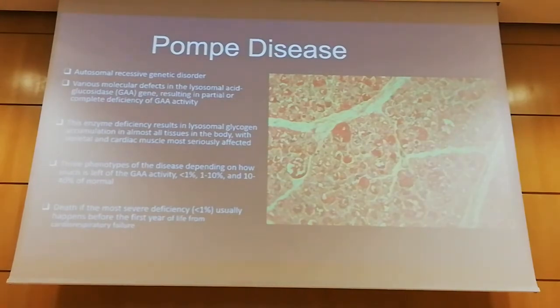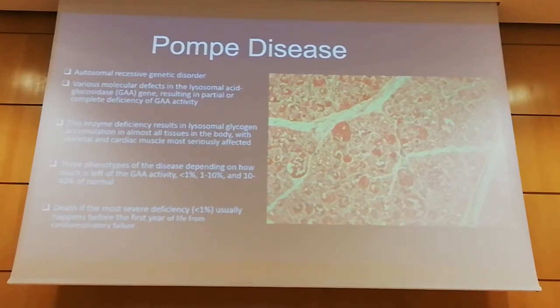So, for example, with Pompe disease, autosomal recessive, the enzyme that is entrusted with breaking down glycogen is deficient. The end result is going to be accumulation of lysosomal glycogen in those cells, disrupting and eventually destroying them. Now, depending on how much deficiency you have, the severity of the disease will be related to that. So, less than 1%, 1 to 10%, and about 10 to 40% of normal.